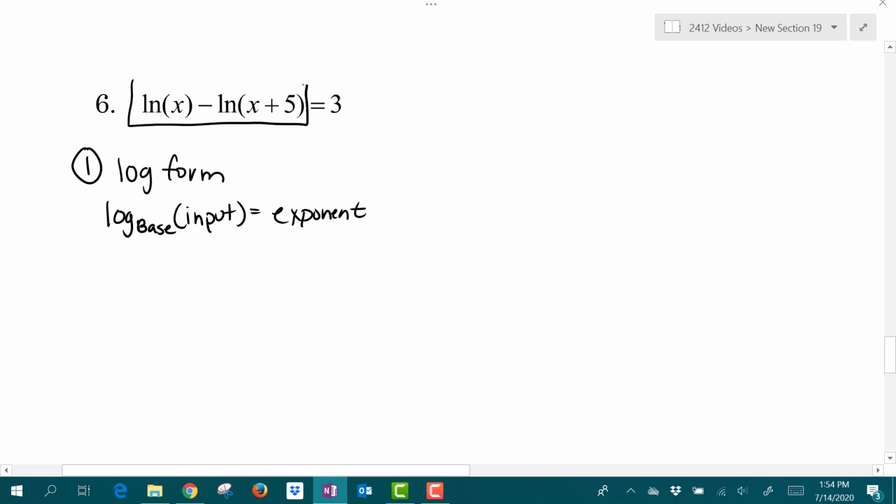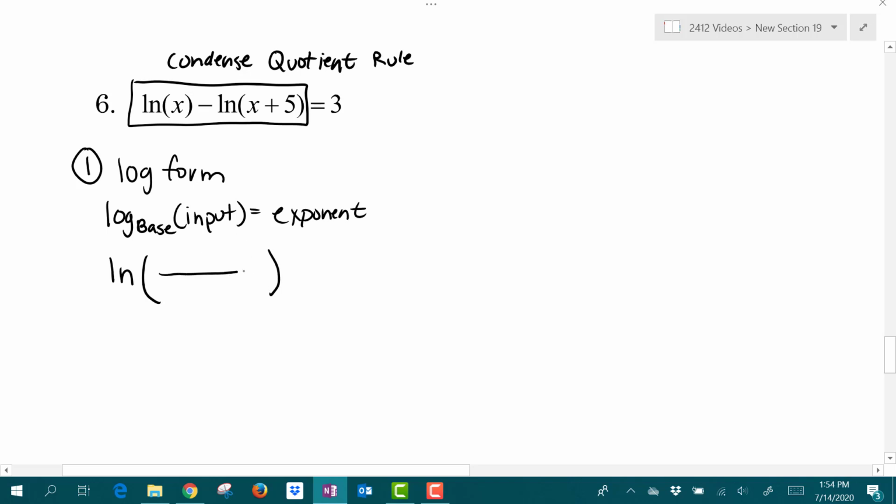It looks like here we have 2 different logs, and we would like to combine them into 1 log. So we're going to condense, and we notice that we're subtracting between those 2 logs. So we have 1 positive log and 1 negative log. So we're going to use the quotient rule to condense these into 1 log of the same base. The input in the positive log goes at the top of a fraction. The input in the negative log is going to go in the bottom of the fraction.